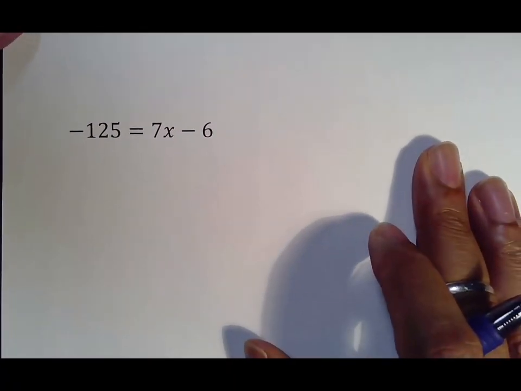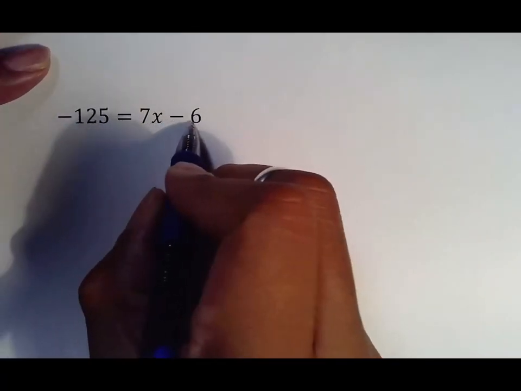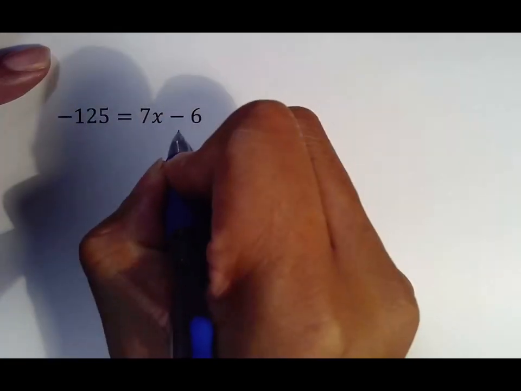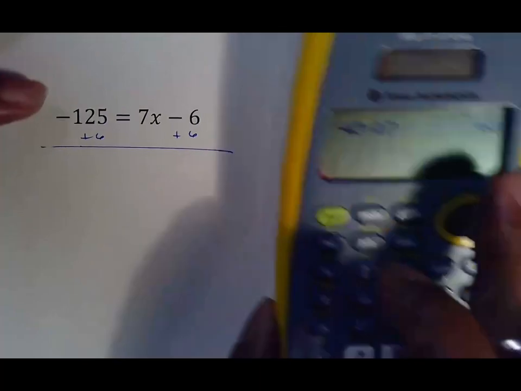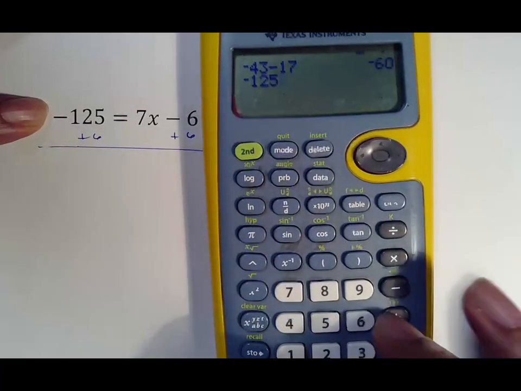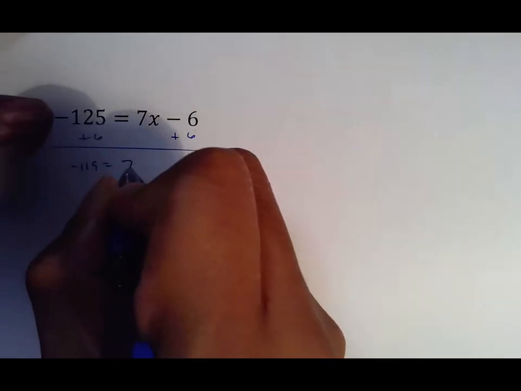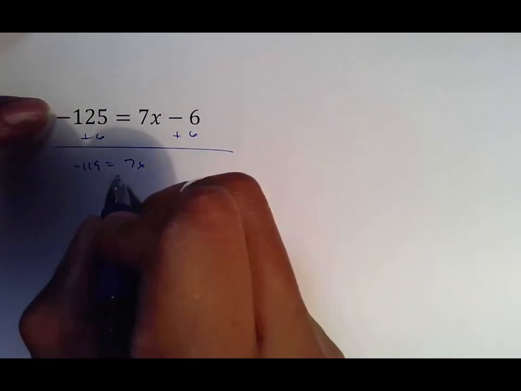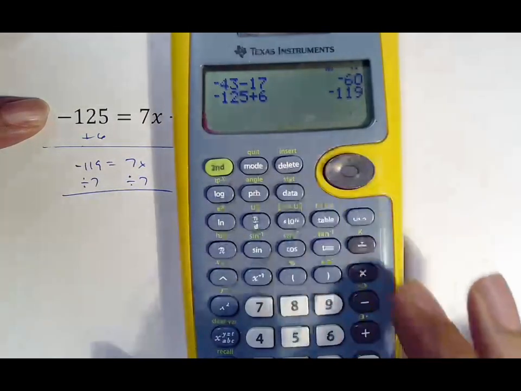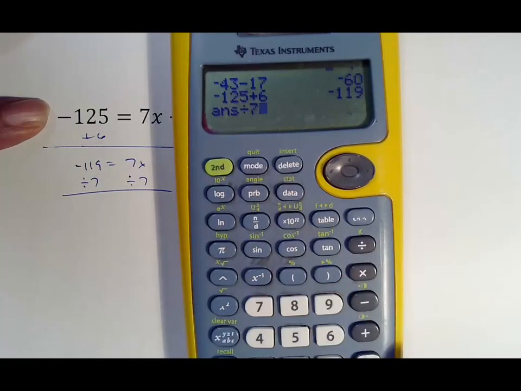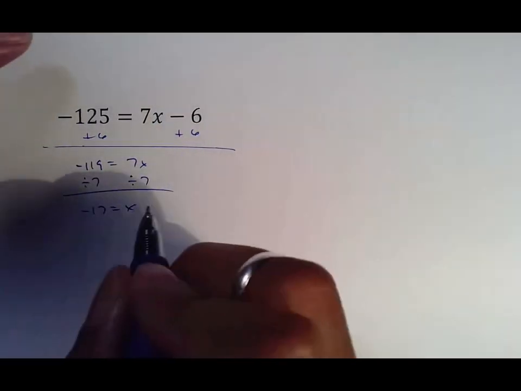Negative 125 equals 7x minus 6. Again, first thing we have to do is recognize x is over here. The first number we want to move is typically the added or subtracted value, except for that one problem that I do in class. Negative 125 plus 6 gives us negative 119. That's 7 times x, which means we want to divide by 7, which is negative 17 for my answer.